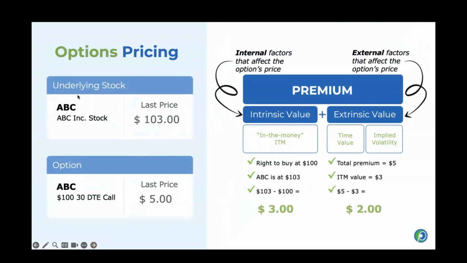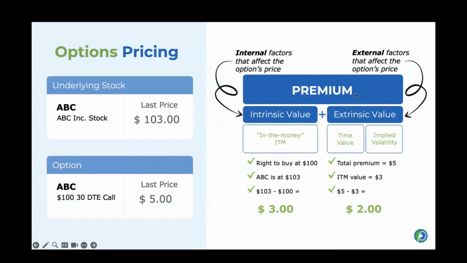We have the underlying security ABC. Let's say it's trading at $103 per share. We've got an option that is a $100 strike. It's got 30 days until expiration. DTE means days until expiration. And the premium or last price of that option is $5.